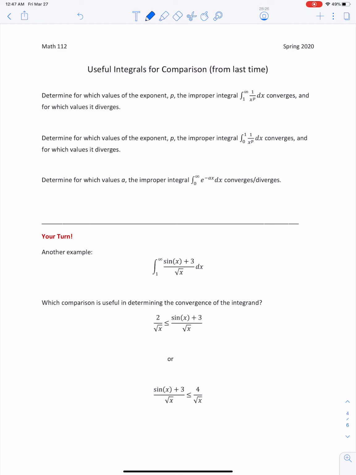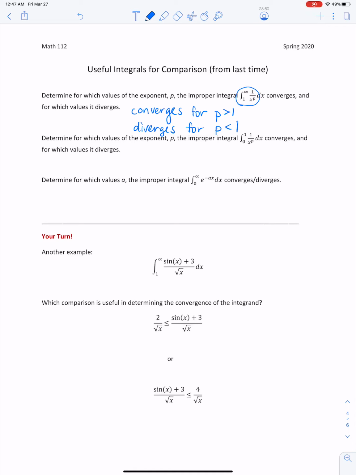In the first case, we're looking at the improper integral from 1 to infinity here of x to the p. So we have it that it converges for p greater than 1, and it diverges for p less than 1.